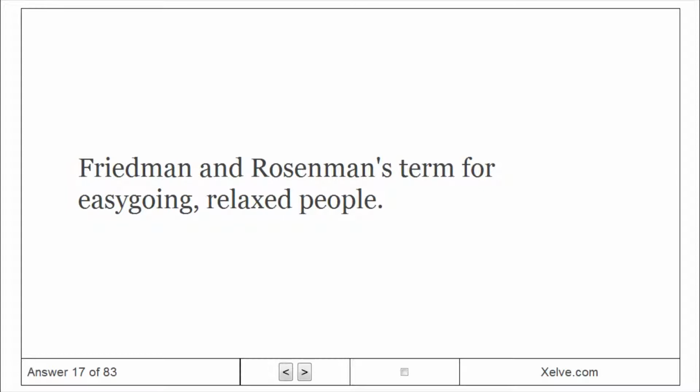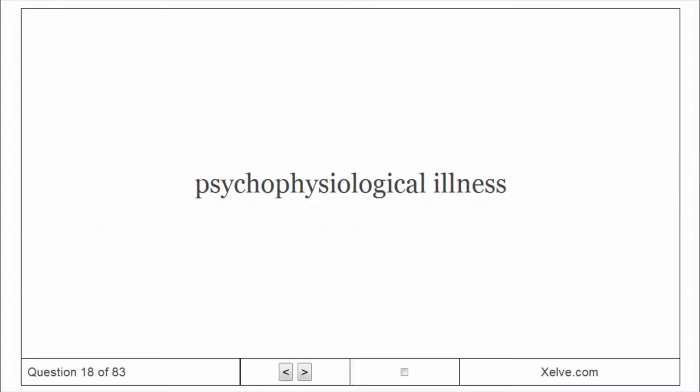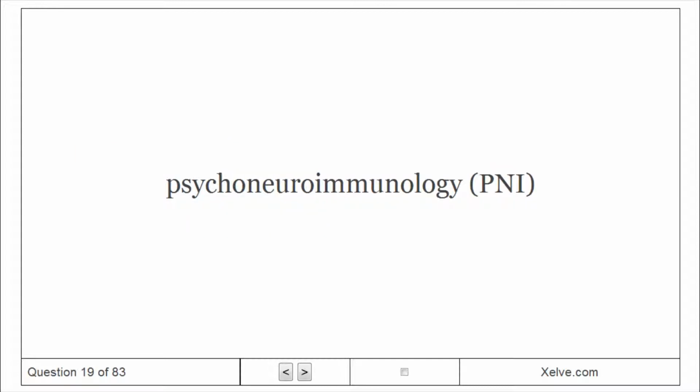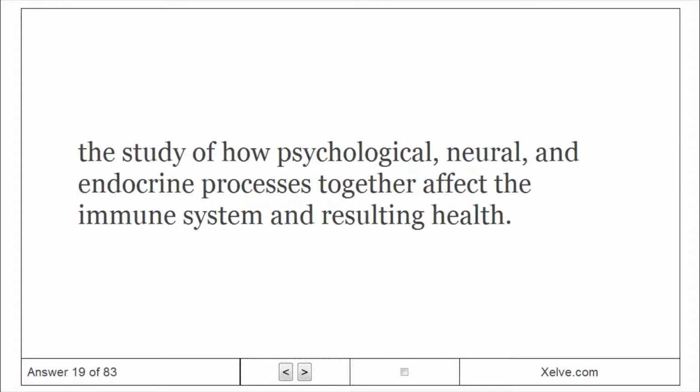Psychophysiological illness. Literally, mind-body illness, any stress-related physical illness, such as hypertension and some headaches. Psychoneuroimmunology. The study of how psychological, neural, and endocrine processes together affect the immune system and resulting health.